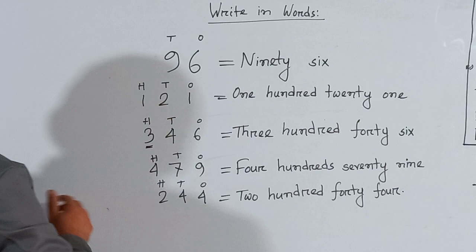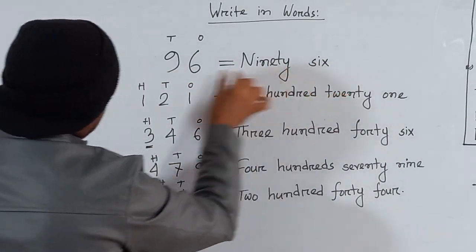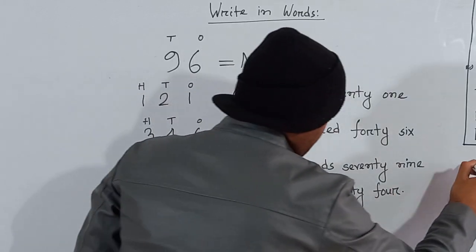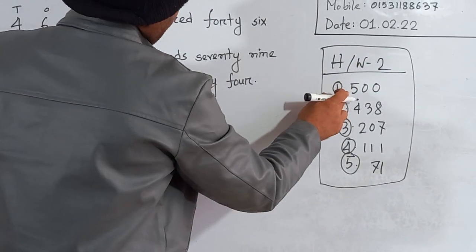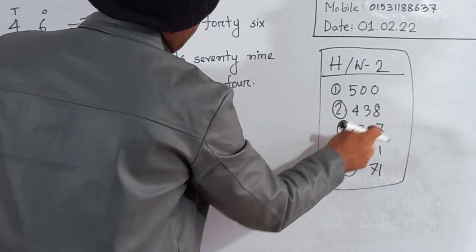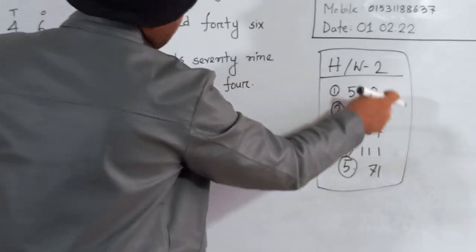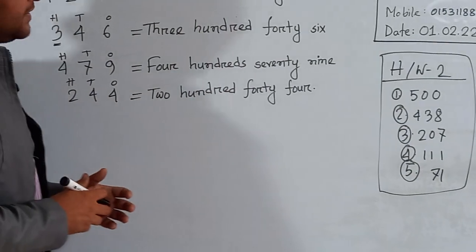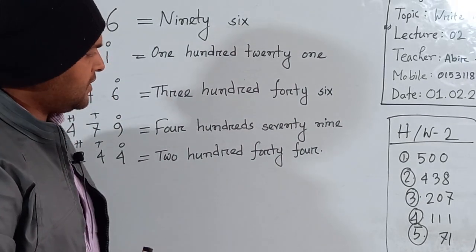In this question, you are given the numbers and you have to write the spelling of the given numbers. And look here, here is your HW number 2: 500, 438, 207, 111 and 71. You have to write these numbers in words. And you have to submit this in your school campus next Saturday.